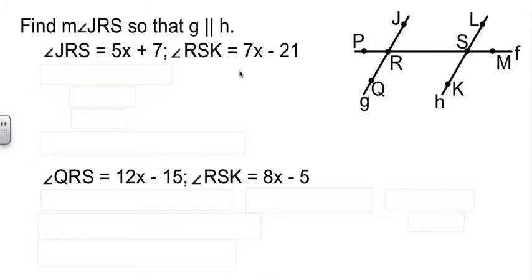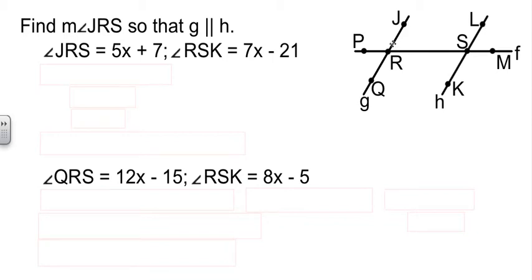One last idea here is using these angles to find values. They want us to find the measure of JRS that would make line G parallel to line H. Now, which angles are we interested in this problem? We're interested in JRS, which is here, and we're interested in RSK, which is here. What is the relationship between those two angles?